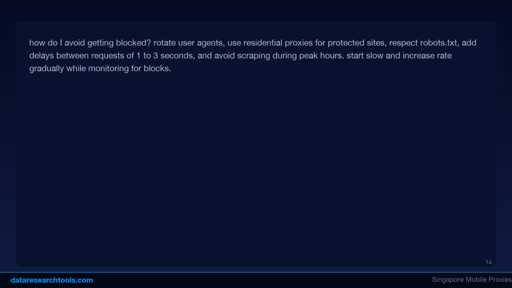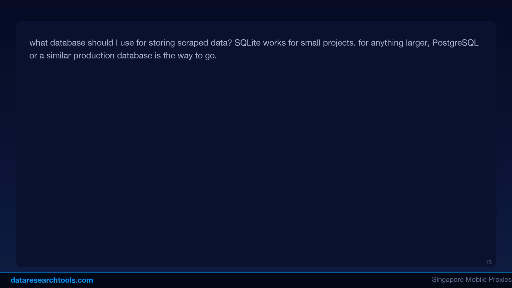How often should I update my user agent list? Update at least quarterly. Chrome releases a new major version roughly every 4 weeks, and using an old version number is a detection signal. Monitor browser version releases and update accordingly.